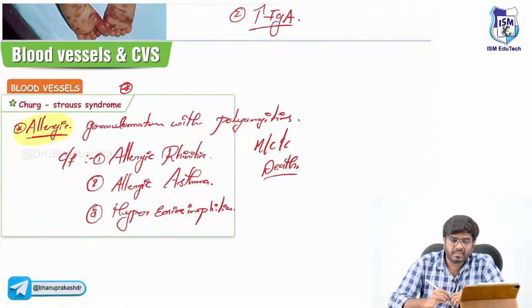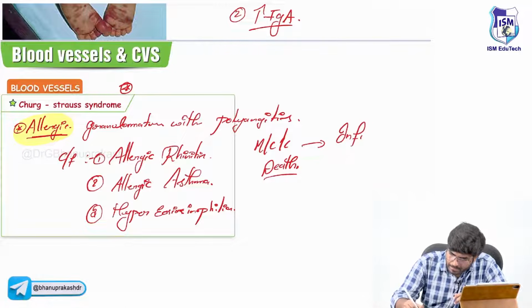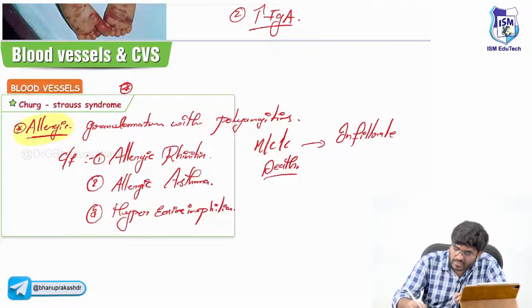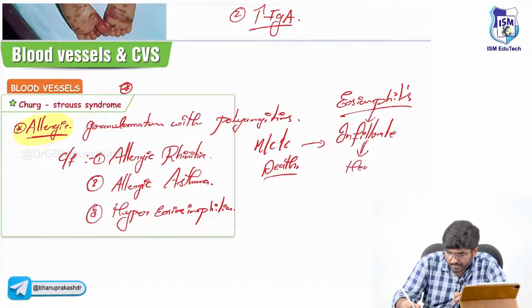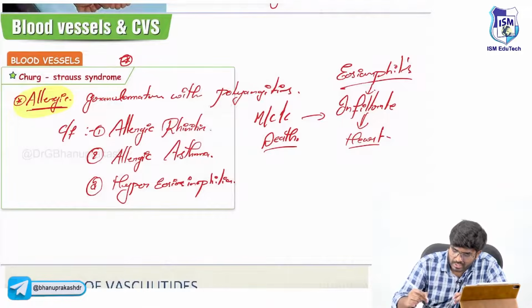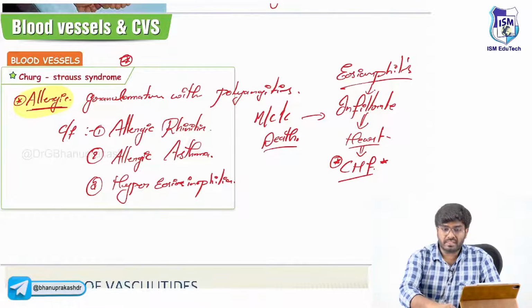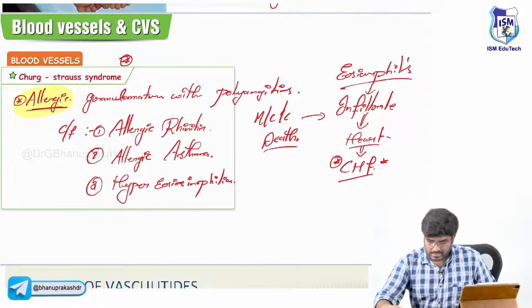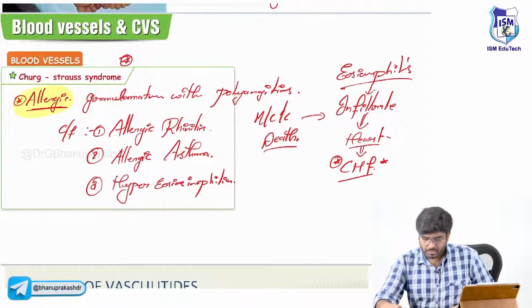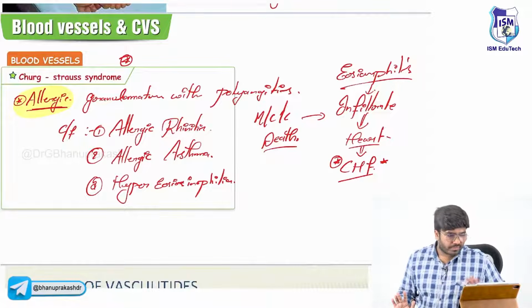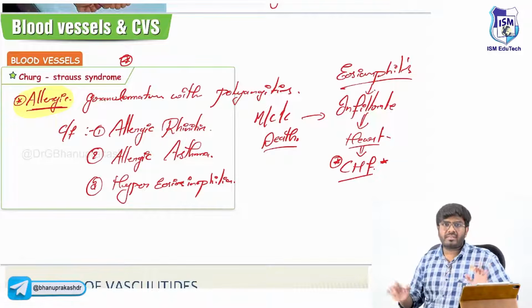Any idea, guys? Most common cause of death? So this eosinophilic infiltrate. These eosinophils will infiltrate the heart's myocardium, so there will be congestive heart failure. That can lead to congestive heart failure, and that's the cause of death. So the most common cause of death in Churg-Strauss syndrome is congestive heart failure. Done. So with this, all the types of vasculitis are completed.